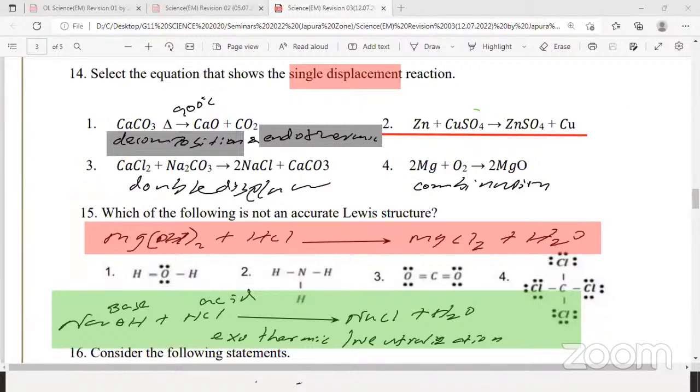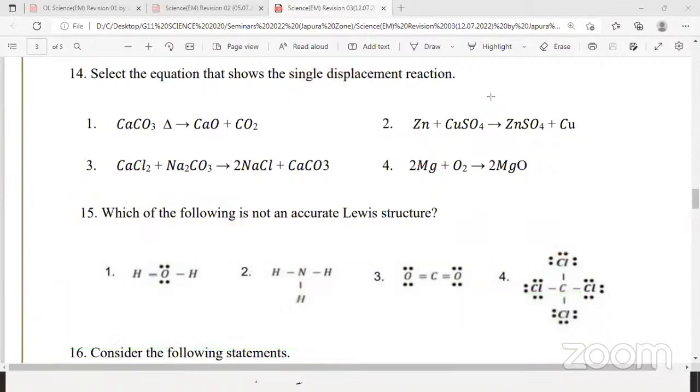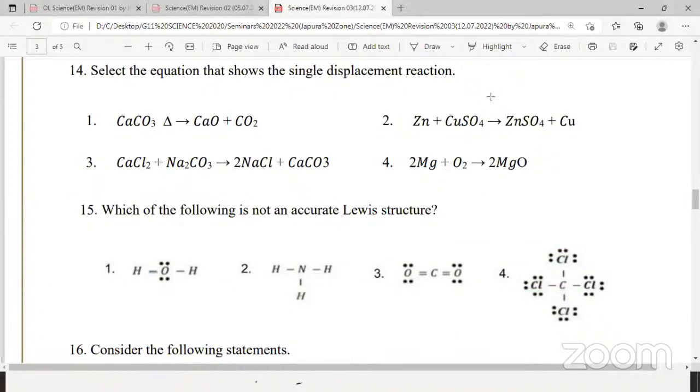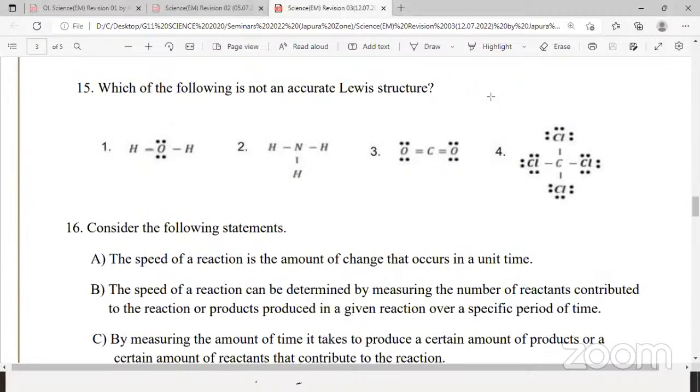Now question number 15. I'll erase the screen. You better copy down everything that you feel is important. Question number 15 is also very important. This is from grade 10 chapter 10, Lewis structure. Which is not an accurate Lewis structure? Any volunteers who can give me the answer? The 15th MCQ. What is the incorrect one?